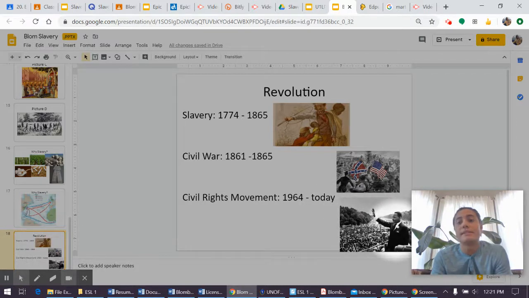And this is something that is still going on today, where the Black people in this country are fighting to have more rights. Because even though they are no longer slaves, they still do not have as much money or freedom as white people in this country do. But that is for the future.